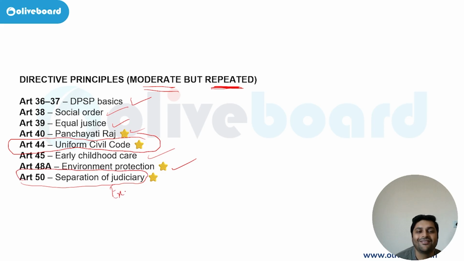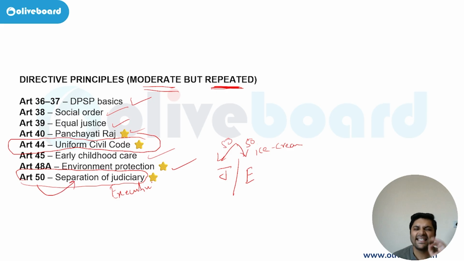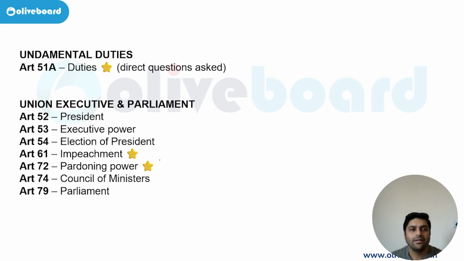From executive. How will you remember? There are two children, one is J, one is E, they are fighting for ice cream. But their father says, no, you both will keep 50-50. Easy. 50-50. Division. Separation. So Article 50 is separation of judiciary. Easy trick. Simple trick. 50-50 separation. Okay. Next.